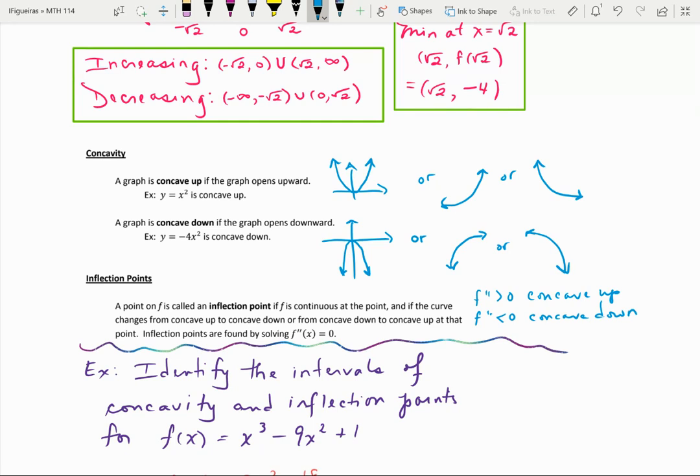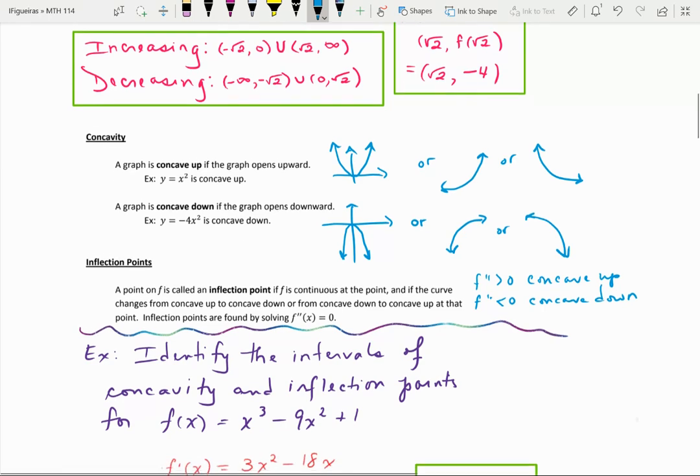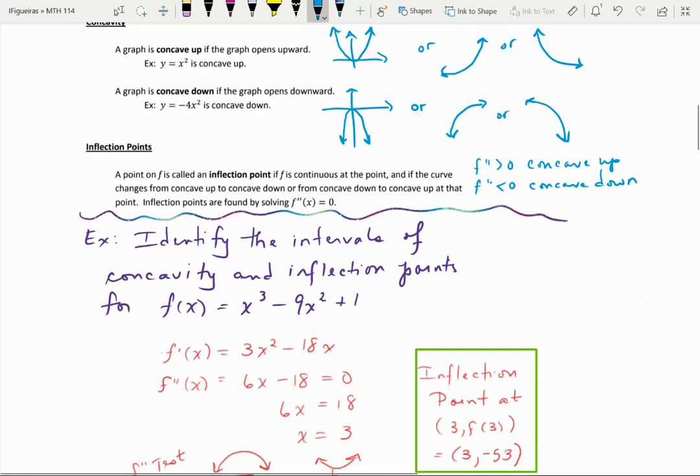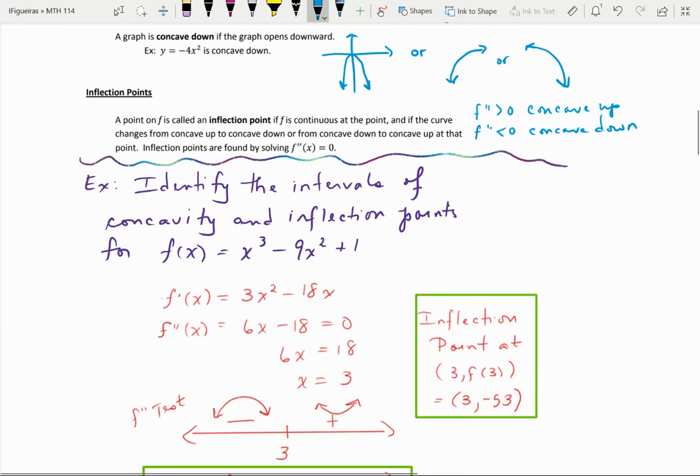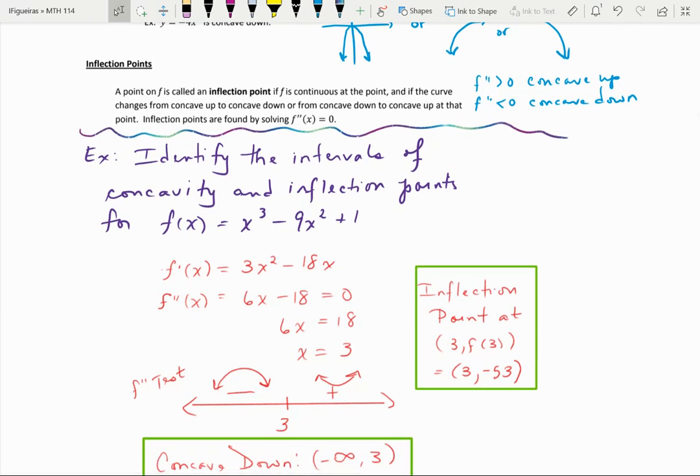So let's look at an example of that. It'll make more sense once you see an example. So we want to identify the intervals of concavity and inflection points for f of x equal to x cubed minus 9x squared plus 1.